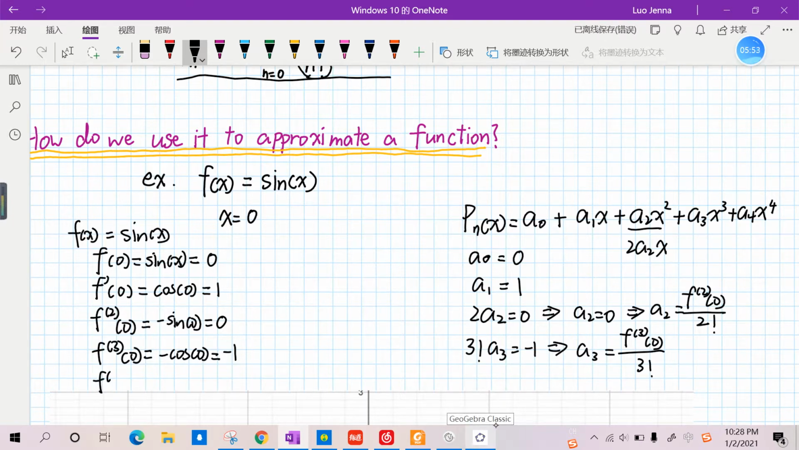And then it is the fourth derivative of sine x. So it is sine x. It's 0. So at this time, 4 factorial a4 equals 0. So we can get a4 is this one.